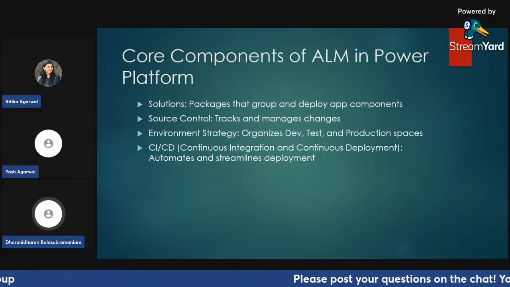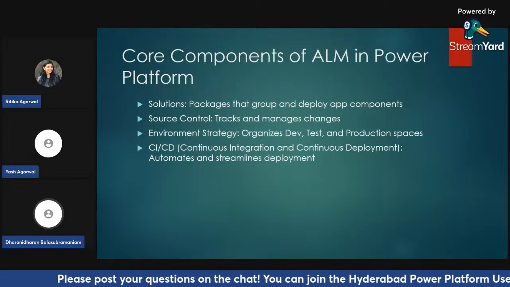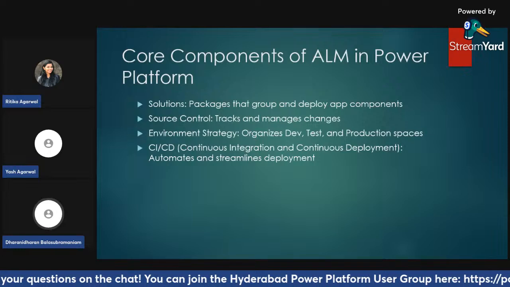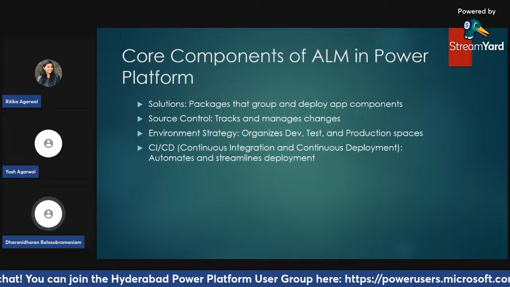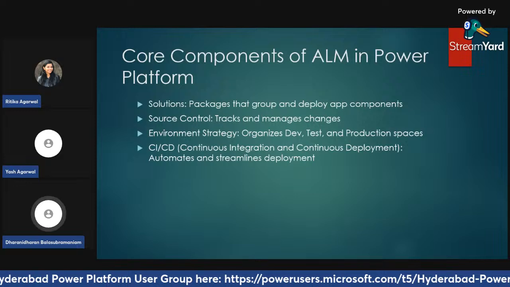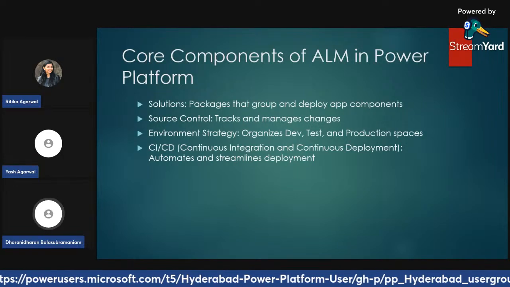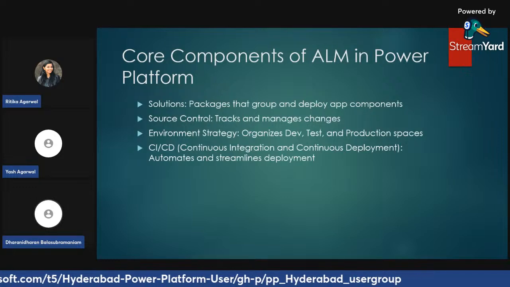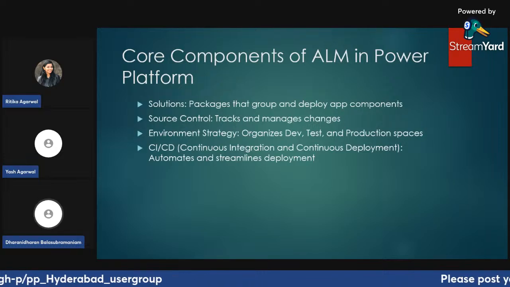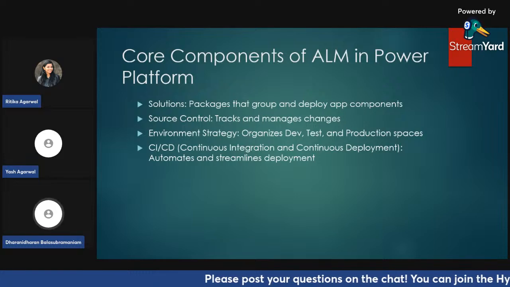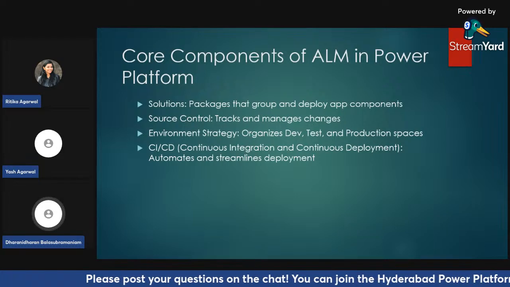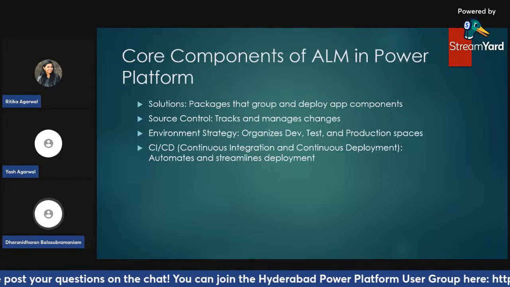Rather than doing all those things manually, the CI/CD tools handle all this for us, saving time and also reducing errors. Plus, these pipelines allow us to keep the updates flowing smoothly from dev to test to UAT, and UAT to the production environment. So these four components, the solution, source control, environment strategy, and CI/CD, together form the foundation of ALM in the Power Platform. It makes it easier to maintain, scale, and collaborate on our Power Platform solutions.